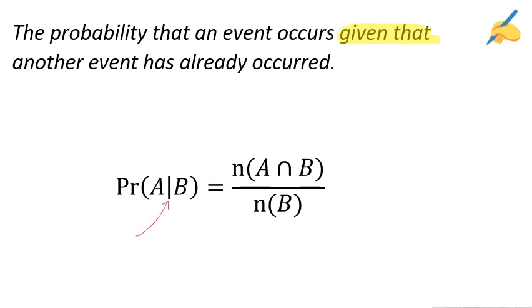So this line here means "given that". So the probability of A given that B, and B is the event that's already occurred. So the second one has already occurred. And it equals N(A and B), and N, remember, means number of things. So the number of things in A and B over the number of things in B.